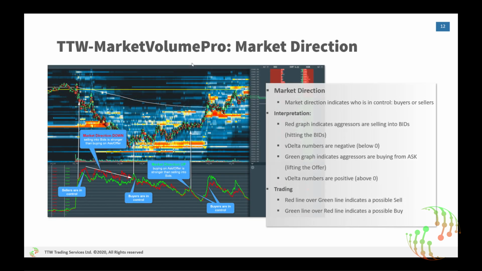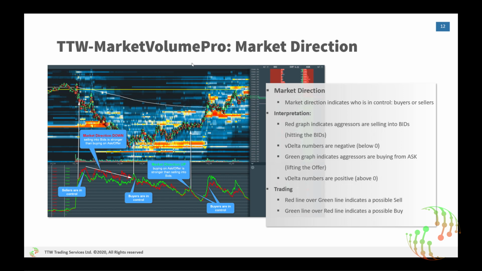TTW-MarketVolumePro market direction is one of the most interesting parts of the TTW-MarketPro indicator. It indicates very clearly who is in control, buyers or sellers. That leads to interesting opportunities. The interpretation is obvious. Red graph indicates aggressors are selling into bids. That means they are hitting the bids, and V delta numbers are negative, that means below zero. Green graph indicates aggressors are buying from the ask. That means they are lifting the offer, and in this case, V delta numbers are positive.